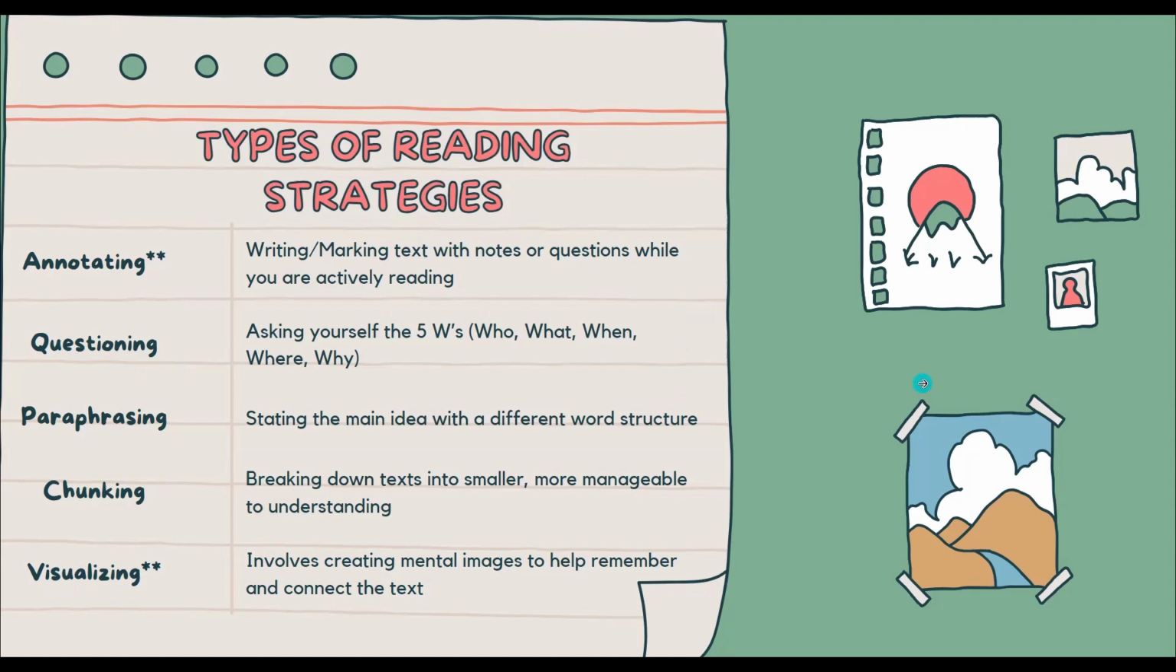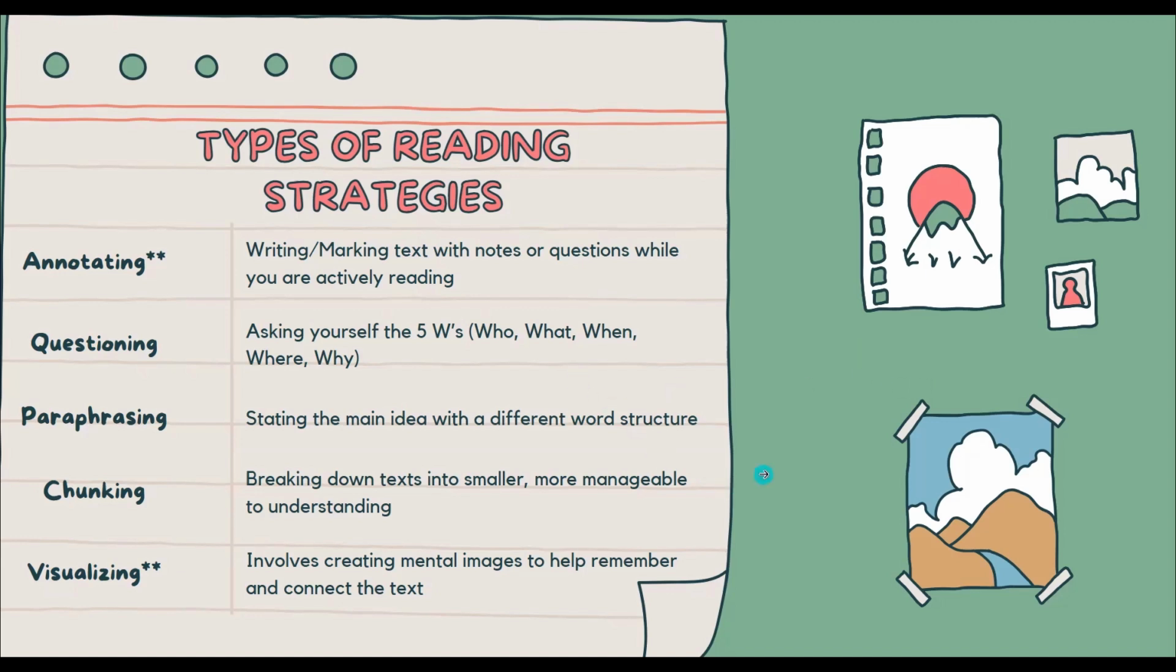Another type of reading strategy is questioning. So you're asking yourself the five W's: who, what, when, where, and why. This is more for certain textbooks, probably for certain subjects. You would use that type of questioning to engage yourself.